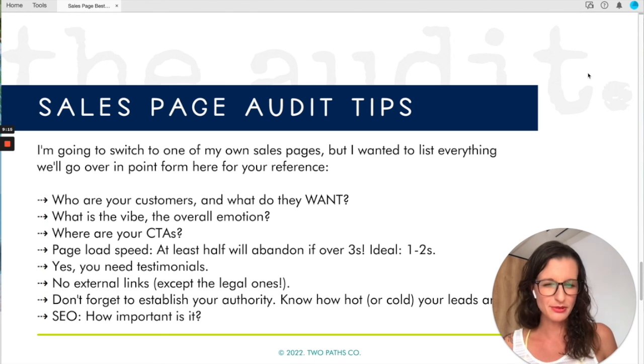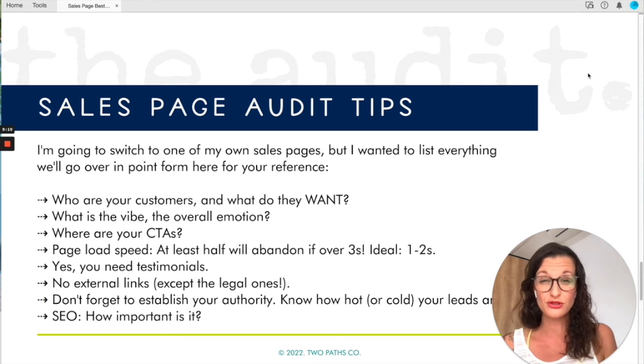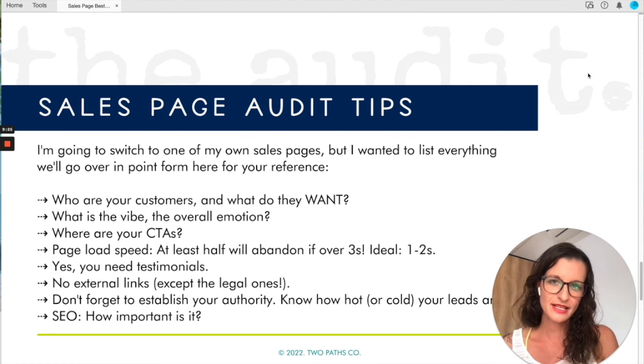Don't forget to establish your authority. So you need to know how hot or cold your leads are to be able to do this effectively. The hotter the lead, the less authority you need to establish. And then SEO, we're going to cover how important SEO is on your sales page.